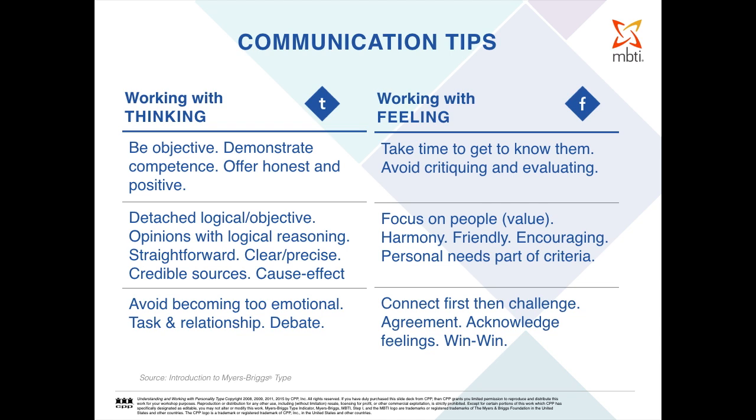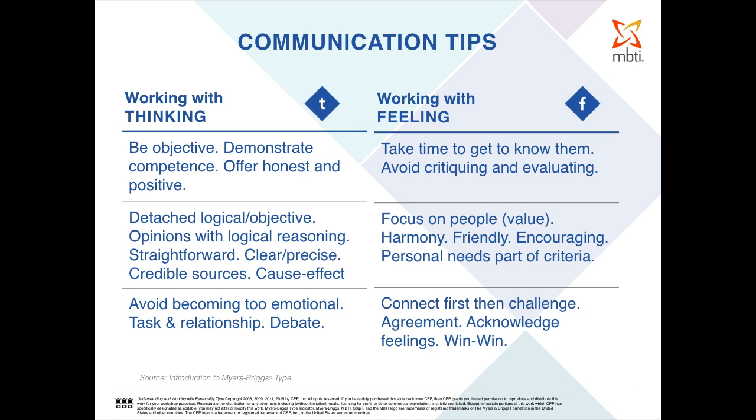So let's say that you're working with someone who's a thinking type and you're a feeling type. Then maybe part of what you want to do is, when you're giving a presentation, always make sure that you have objective data. So try that for a week, or try to just talk in a detached, logical, objective way and just see what that feels like. Or try not to be emotional when you're talking about something.